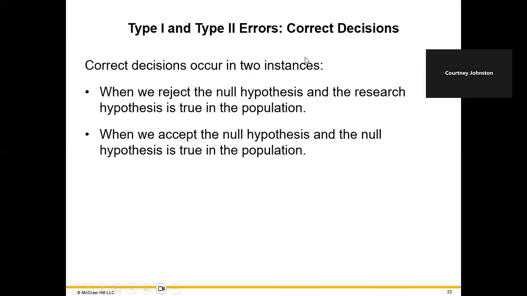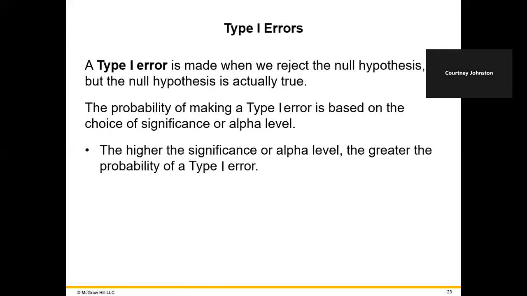Now, correct decisions occur in two situations: when we reject the null hypothesis and the research hypothesis is true, and when we accept the null hypothesis and the null hypothesis is true. Those are going to be two correct decisions that can be made based upon the data.